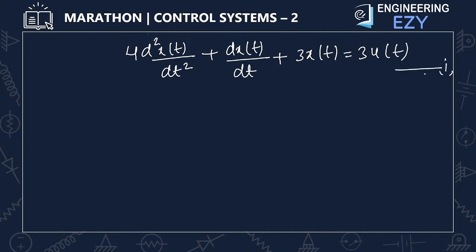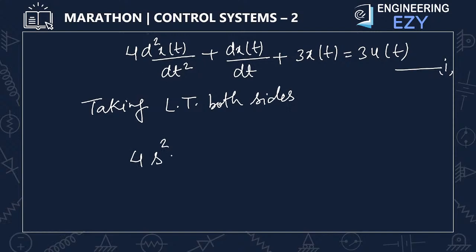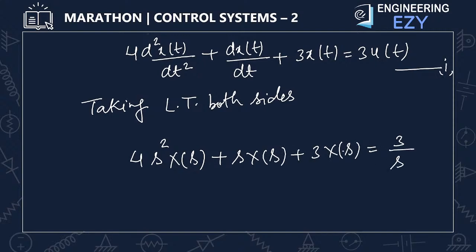Taking Laplace transform both sides, it is so easy. It is a question of the time response analysis. So taking Laplace transform both sides, you get 4 s square times X(s) plus s times X(s) plus 3 X(s) is equal to 3 by s. Yes, Prasanjit has given the answer 1. Okay, Prasanjit, I am solving. I hope you are correct.